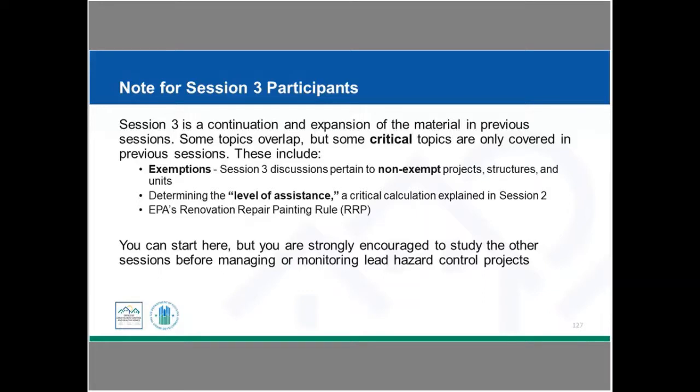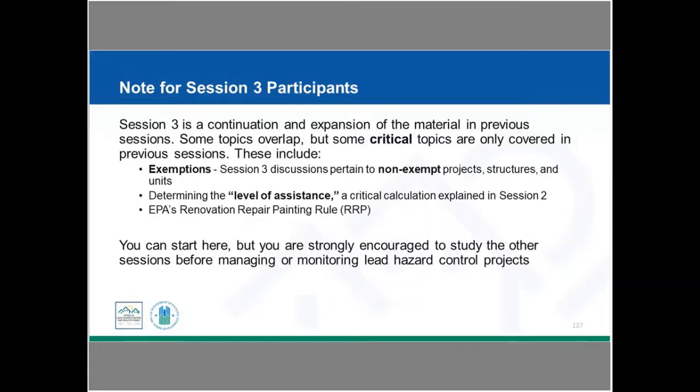Are you $5,000 and under? Are you over $5,000 to $25,000, or are you over $25,000? And what types of evaluation, what types of lead hazard control or abatement need to be done, and what kind of documentation needs to be done? We're going to be talking all about that as it relates to the different levels of assistance.